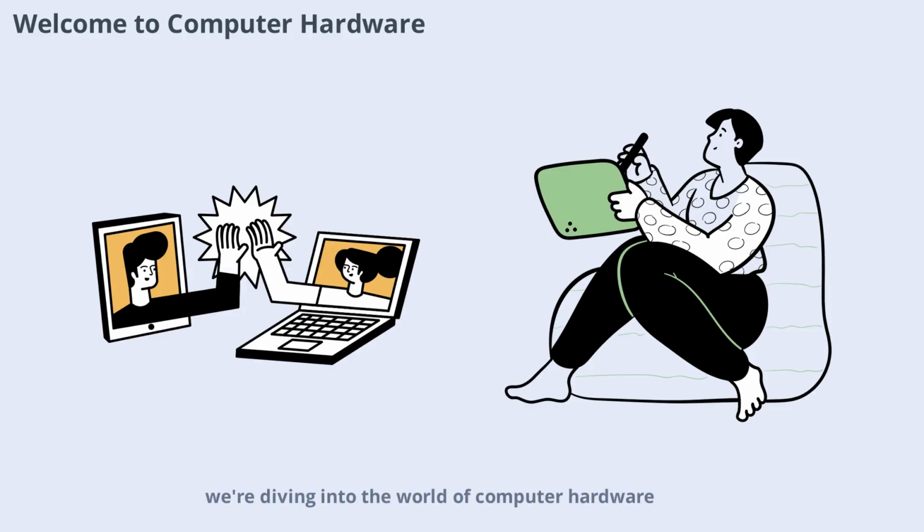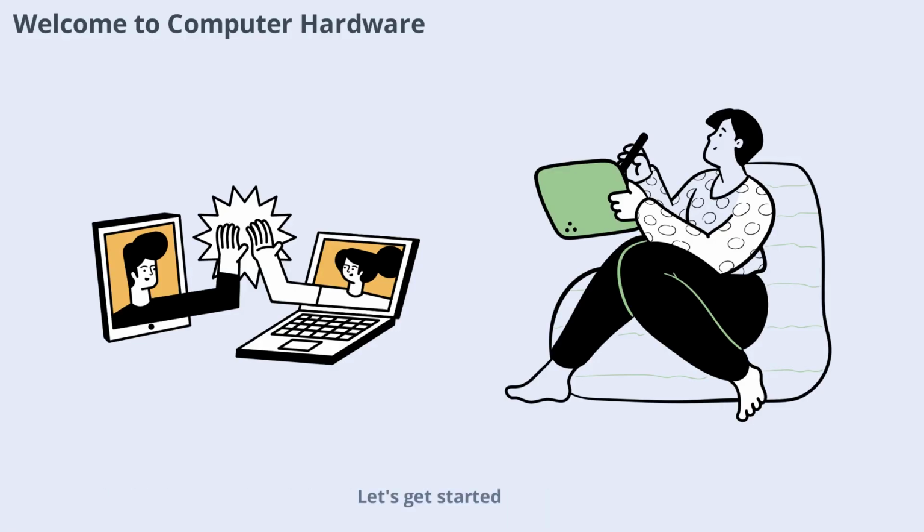Today we're diving into the world of computer hardware. You might have heard the terms hardware and software before, but what exactly do they mean? In previous lessons we explored software and operating systems. Now it's time to focus on the physical side of computers, the parts you can actually see and touch. By the end of this lesson you'll have a clear understanding of what computer hardware is, why it's important, and the different types that make up a computer system.